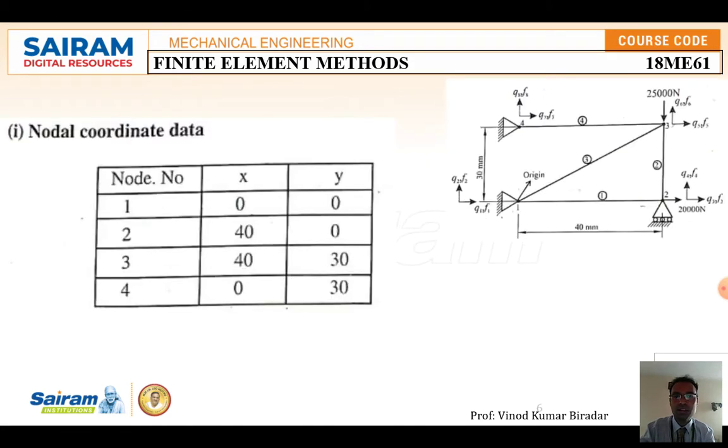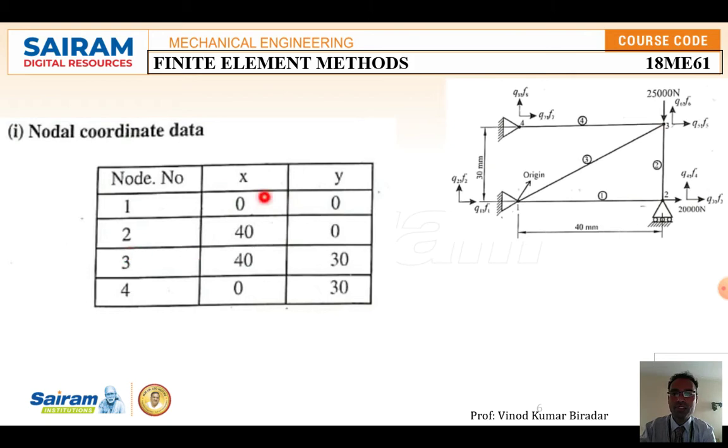After understanding the problem, the procedure is the same. The first step is the nodal data. There are 4 nodes, 1, 2, 3, 4, with x and y coordinates. Initially, the origin is 0, 0. At node number 2, the x distance is 40 and y is 0. At node number 3, x is 40 and y is 30. At node number 4, x is 0 and y is 30.